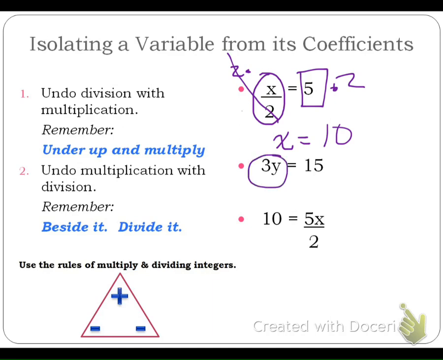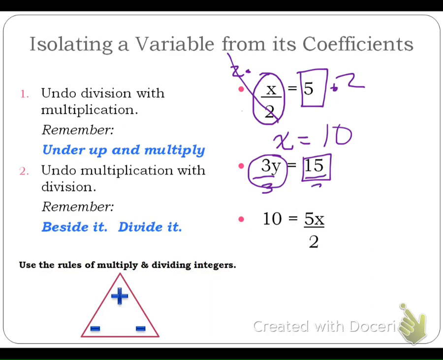Well, 3y is a variable term. 15 is a constant. So we have no like terms to combine, but we do need to isolate our y from its coefficient of 3. And this time our coefficient is beside our variable. So our rhyme to remember what to do: if it's beside it, you divide it. So we divide both sides by 3.